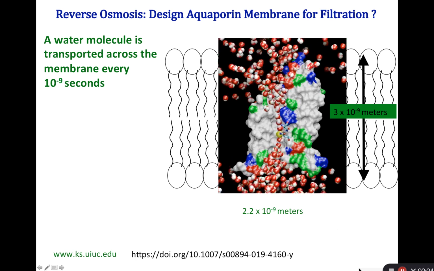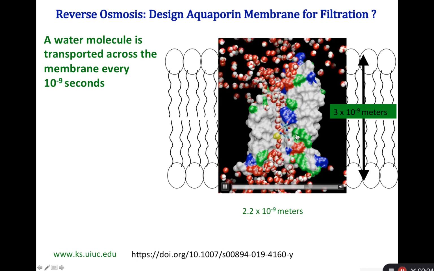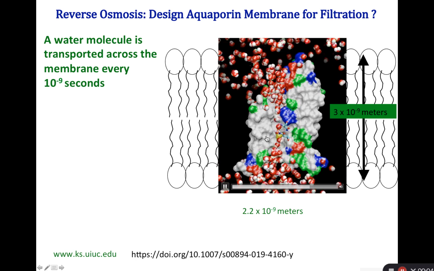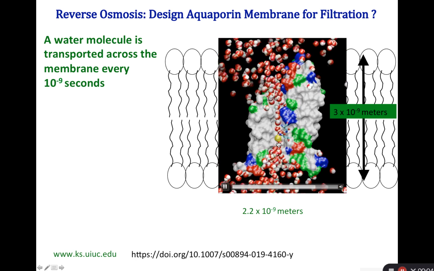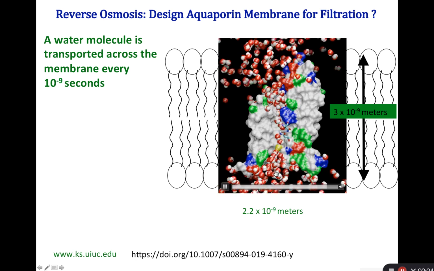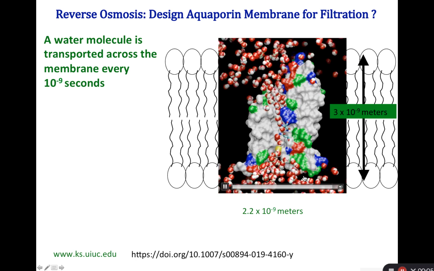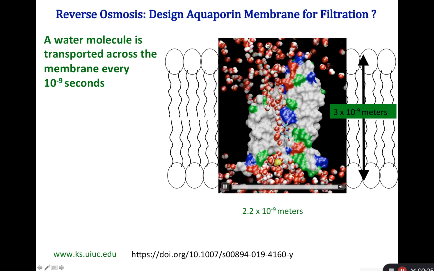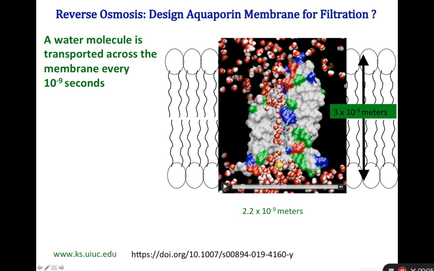You can see that there are 2 amino acids which have also been highlighted here. We'll come back to that. And then this water molecule eventually passes on to this side. So at equilibrium, if there are no osmotic gradients, the number of water molecules flowing in this direction and in the other direction will be the same, resulting in no net flow.